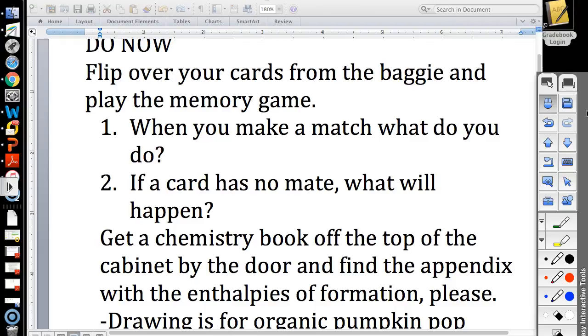So on number 1, when you play the memory game, what do you do when you make a match, Kat? Yeah, when they match up, you pull them out and you set them to the side. And so let's just pretend that maybe the thermometer card that matches the thermometer picture, you only have one of those. What would end up happening to that card?